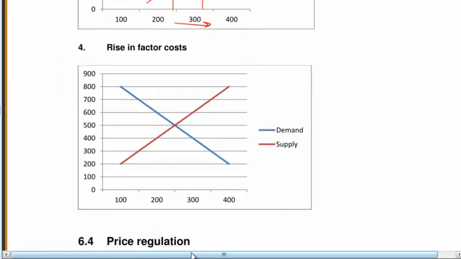And what if there's a rise in factor costs? Remember factor costs, things like rent, wages, interest. Well, again, that would affect supply, wouldn't it? And if firms' costs go up, then they can't produce as many at any given price. So the supply curve shifts upward or left, depending on how you want to look at it. And what we would expect in that case is to see an increase in price and a reduction in quantity.